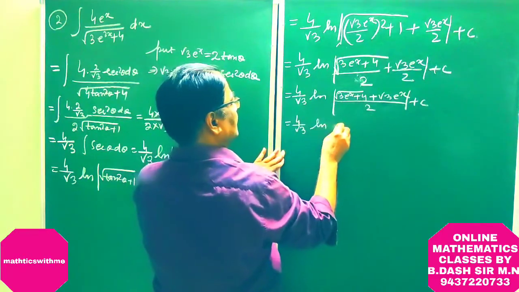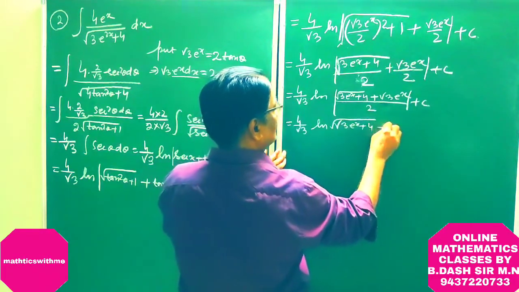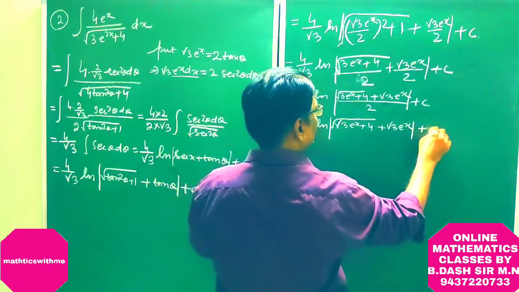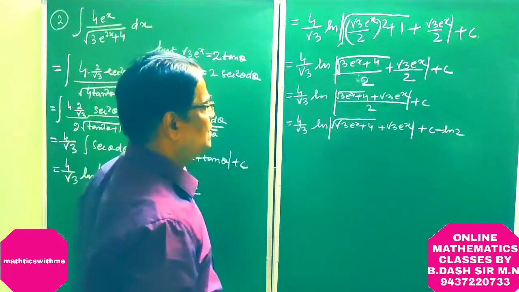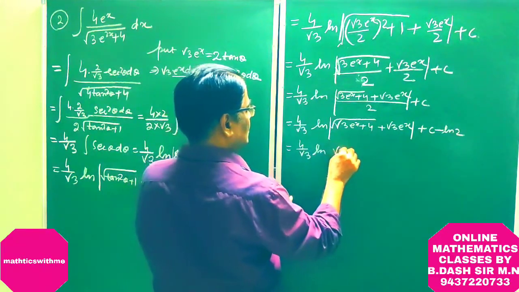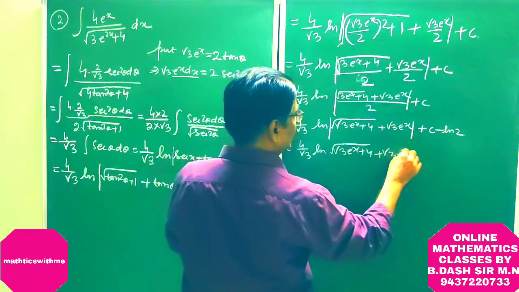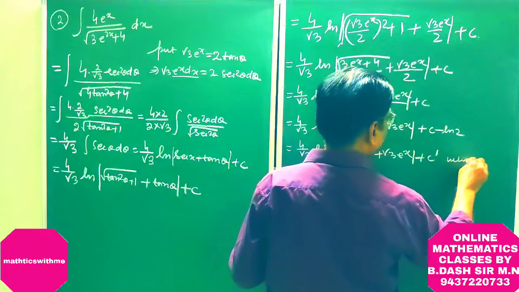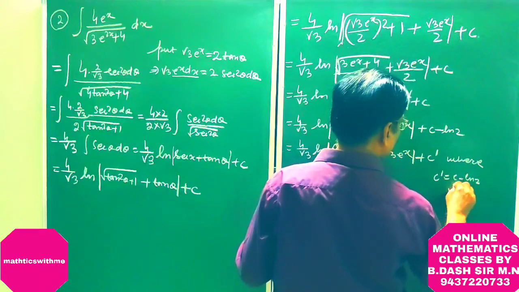root 3 ln of mod (3 e to the power x plus 4) whole root over plus root 3 e to the power x whole mod plus c minus ln 2, because ln a by 2 is ln a minus ln 2. This is equal to 4 by root 3 ln of mod (3 to the power x plus 4) whole root over plus root 3 to the power x whole mod plus c dash, where c dash is equal to c minus ln 2. Answer.